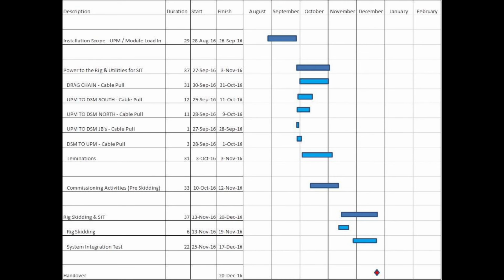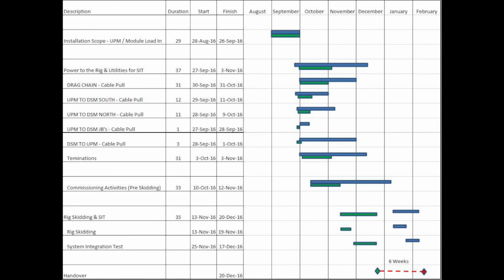The end result of this is this summary schedule, which shows the significant improvements on the cable pulling campaign. When we compare the two schedules, you can see overall we've saved 6 weeks on the project. We've enabled rig skidding and SIT to be completed pre-Christmas, which was a danger point for the project over a Christmas period.